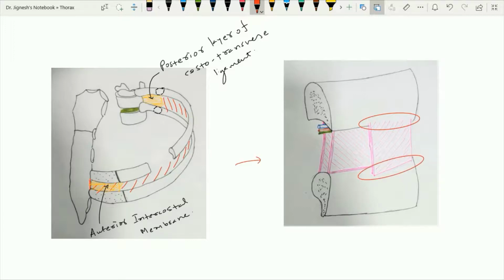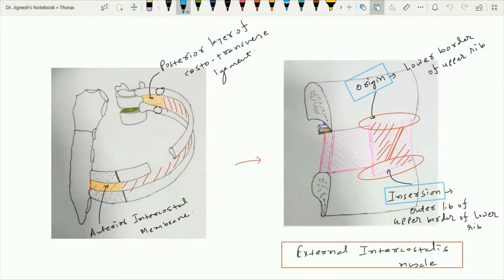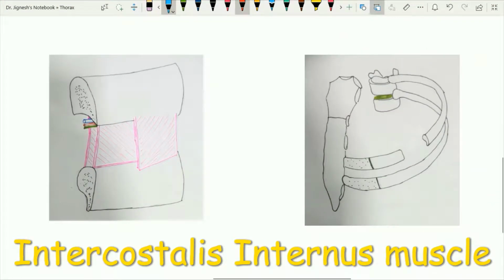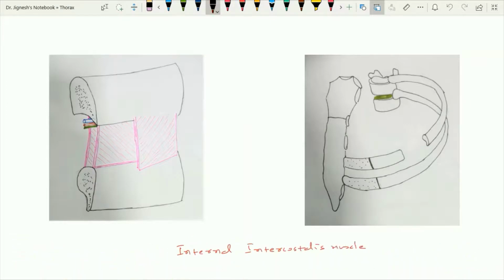And here we can appreciate the direction of the fibers. These are downward, forward, and medially. Now let's see the internal intercostalis muscle, or intercostalis internus muscle. When we want to see the internal intercostalis muscle, we have to remove the external intercostalis muscle. So here in this figure, this is the external intercostalis. So we have removed that portion of the external intercostalis muscle, so we can see this muscle as the internal intercostalis muscle.